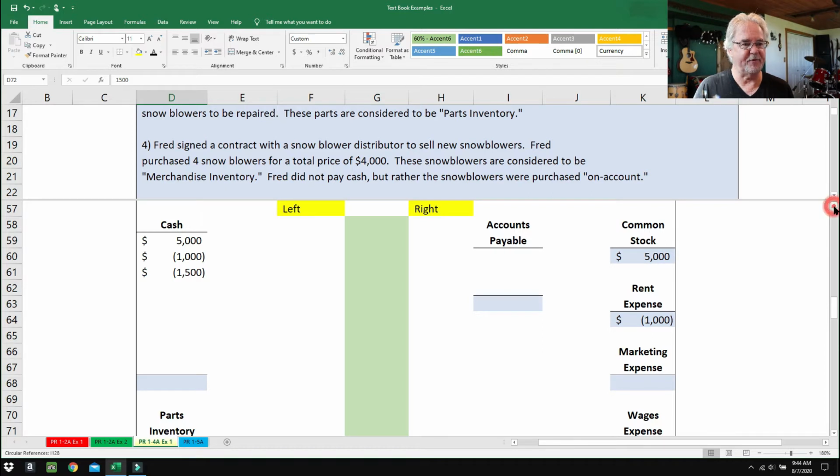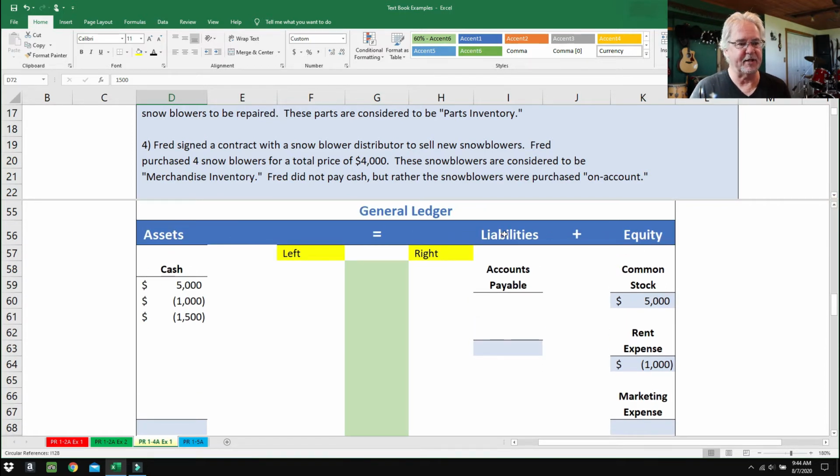Now, when anybody owes money, that's called a liability. And in Fred's case here, this will be accounts payable. So let's see what we have here. Accounts payable, $4,000. Now Fred is buying more inventory, and inventory is a nice thing to have.